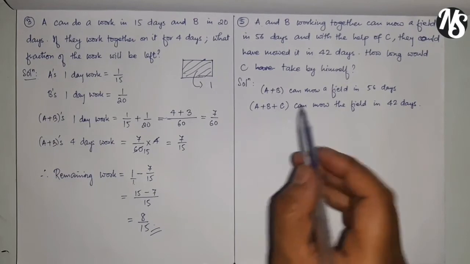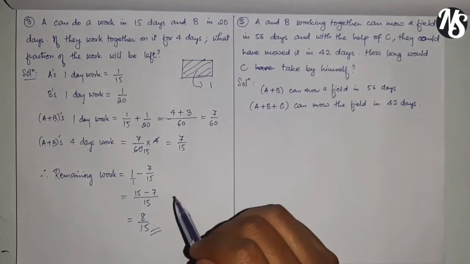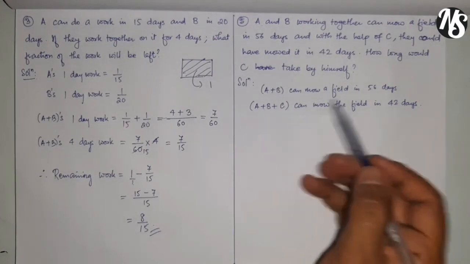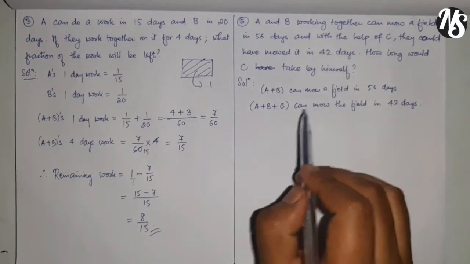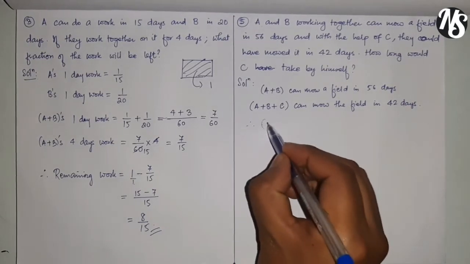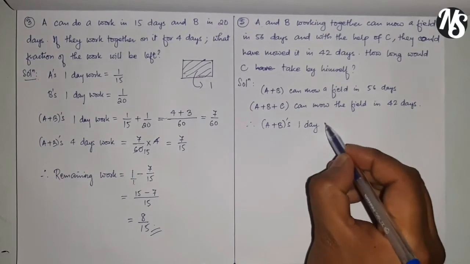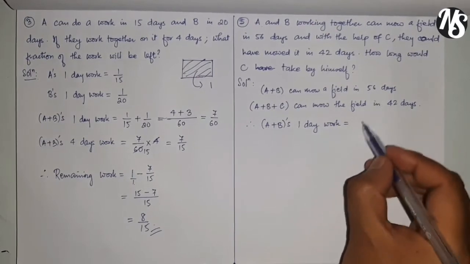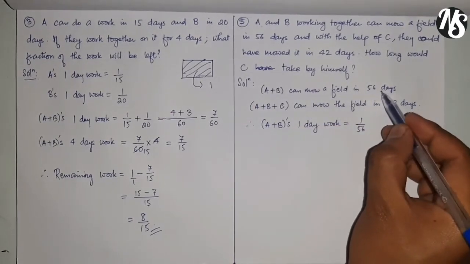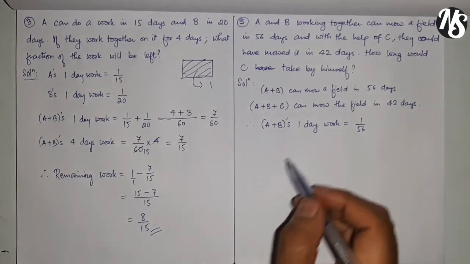Now that means basically A and B can finish a work in 56 days. And with the help of C, that means A, B and C, if they try to finish the same work, they finish that work in 42 days. So let's see what will be A and B's 1 day work. 1 day work is going to be equal to 1 by 56, isn't it? Because A and B can finish the work in 56 days. So that's why A and B's 1 day work will be the reciprocal of 56, which is 1 by 56.